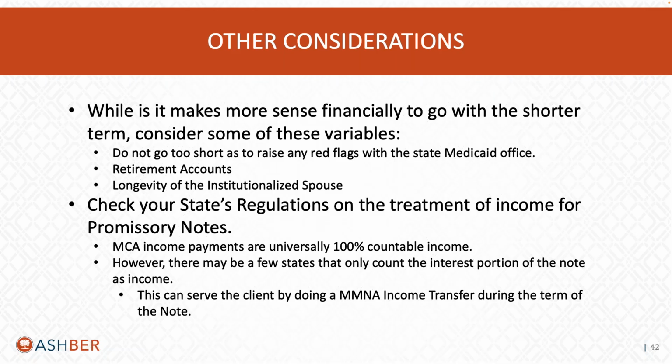That can serve as beneficial, because that payment right now, if you look at the applicable federal rates, is about 4%. So the other 96% is the return of principal, which wouldn't be considered countable income. So you could take advantage of an MMNA transfer there by potentially utilizing a promissory note, but I don't think that that's very common, but I think there may be a few states out there that allow this type of strategy.